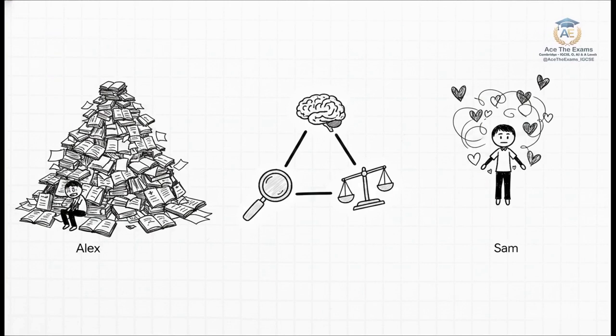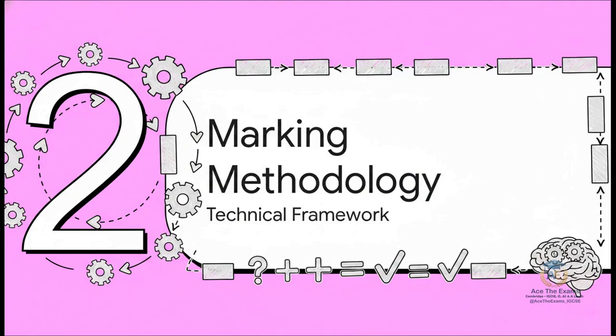The reality? This syllabus prioritizes analytical depth over superficial breadth. You absolutely must demonstrate mastery across all three of these domains simultaneously if you want that A star. Let's move to Section 2 and see how this actually builds into a score.